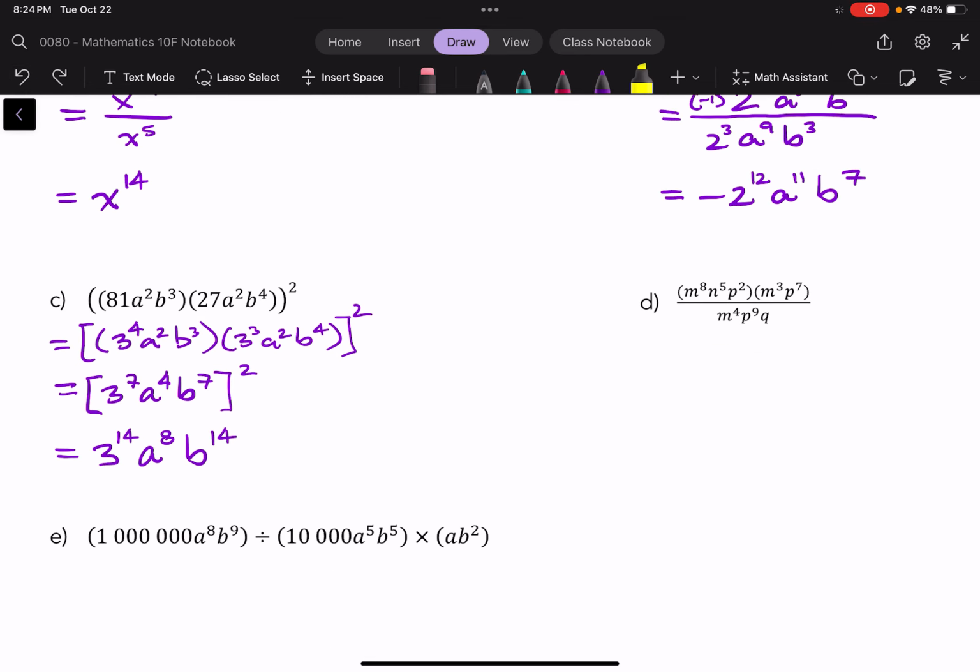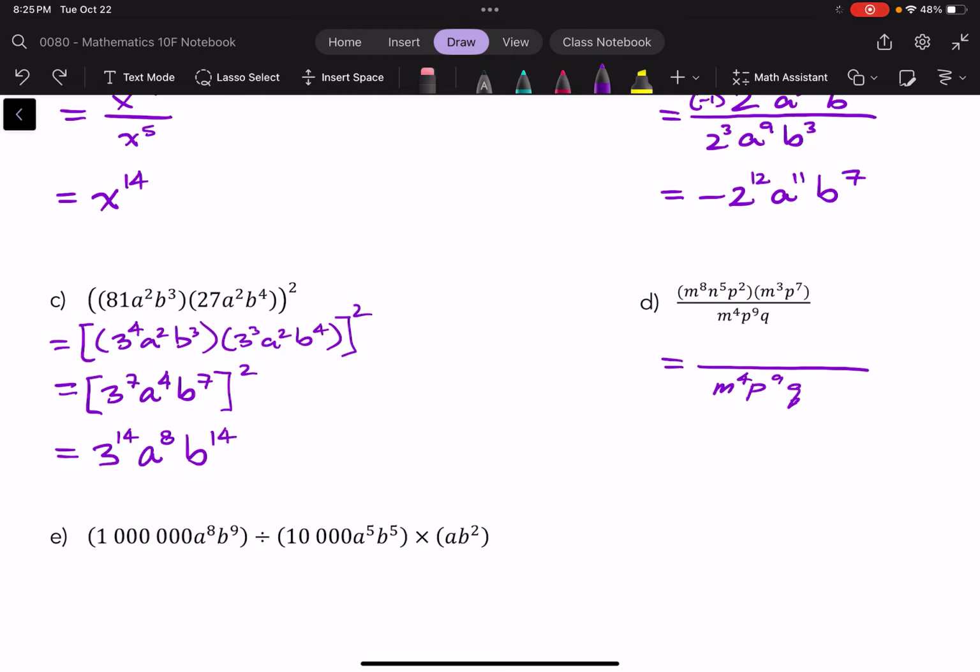All right, next example. I've got some stuff in a numerator, I've got some stuff in a denominator. I'm going to see what I can combine. The denominator looks a-okay as it is, so I'll leave that. M to the 4, P to the 9, Q. And then on top, a product, multiplying these two sets of brackets together.